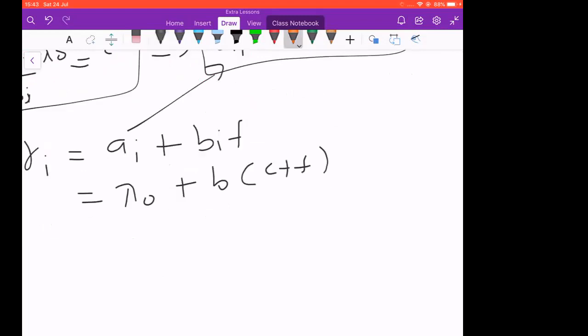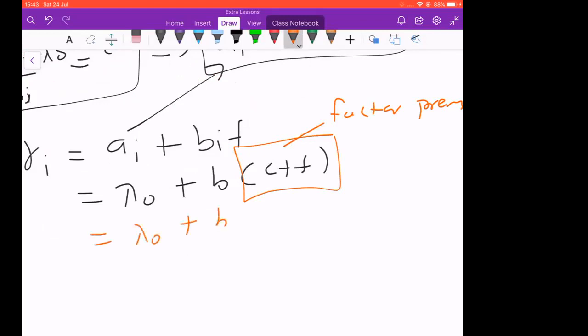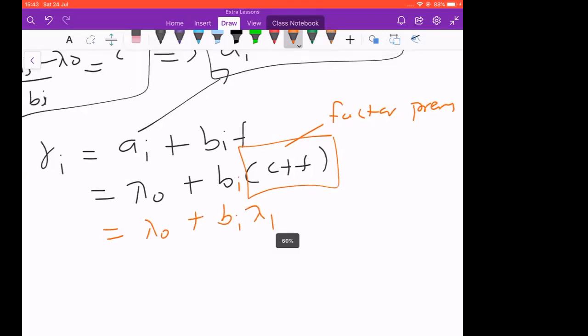So this thing over here, what do you call it? It's called a factor premium. Normally when they write a factor premium, they write it like this. Since the I, they write it as lambda 1. Okay, so basically, this is how you prove this thing.